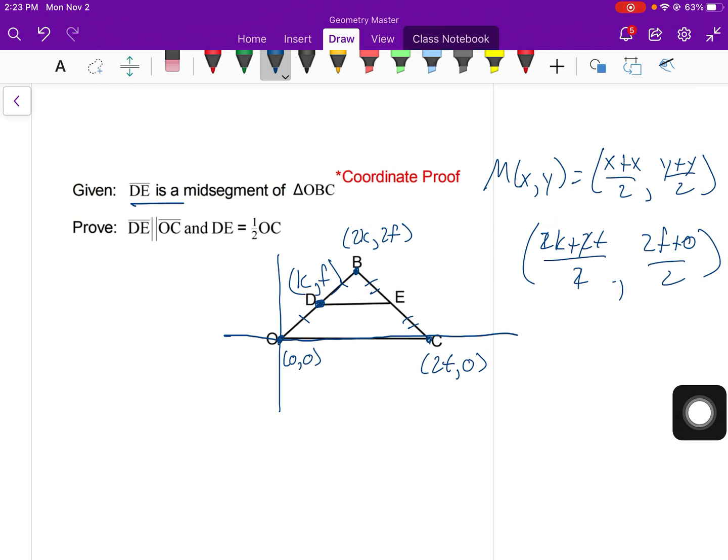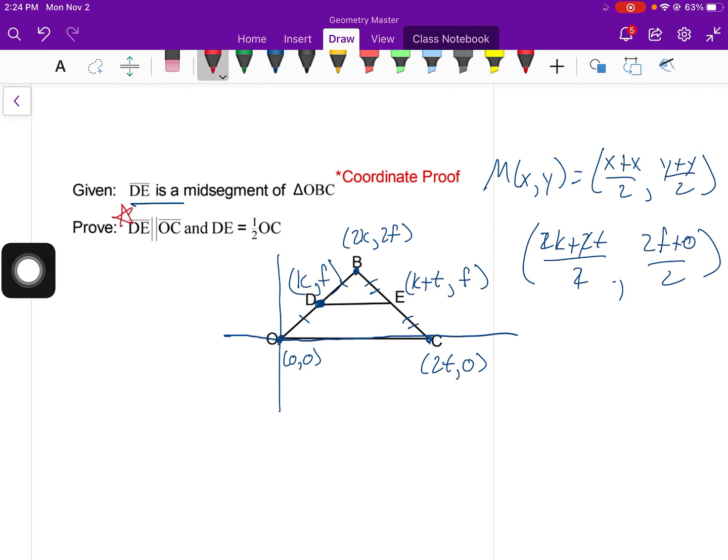Those 2's all cancel out, so this would be (k plus t, f). So those would be my coordinate points. Once I've gotten to that, now I can use all of my theorems about midsegments to prove these two things. So I'm going to do this one in red and this one in green. The one in red is actually probably the easiest.